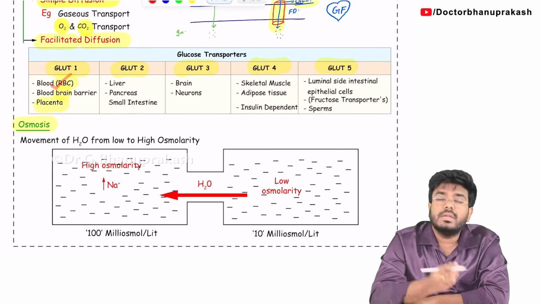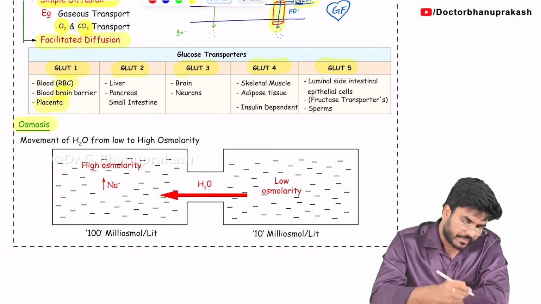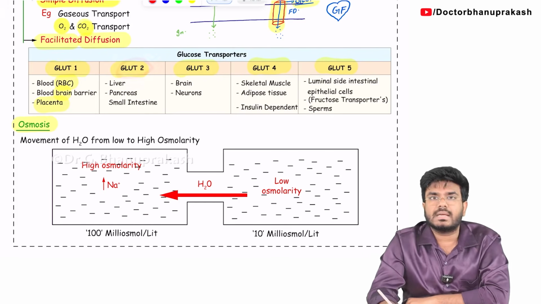How does the RBC get glucose? With the help of glucose transporter type 1, the brain glucose transporter type 1. Next, GLUT2. The question has already been asked. GLUT2, glucose transporter type 2.